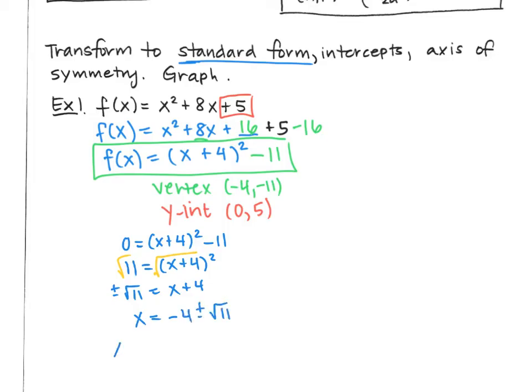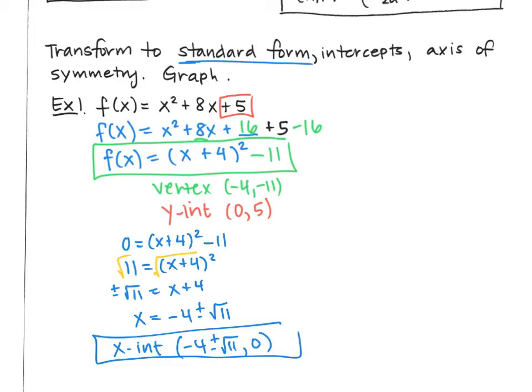Okay, now these are representing the x-intercepts, so I should write these as ordered pairs. So this is (-4 plus or minus root 11, 0). And that is two different points. That's (-4 plus root 11, 0) and (-4 minus root 11, 0). Okay, so I found the intercepts. Let me keep track. I have the vertex, I have the y-intercept.